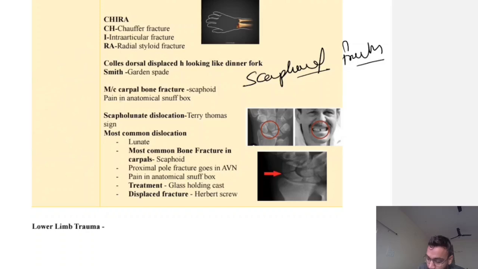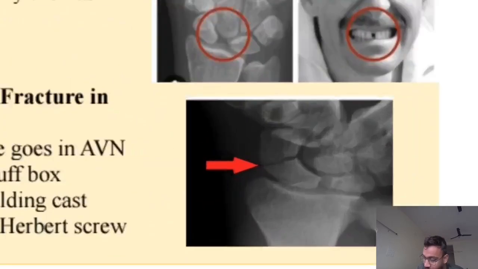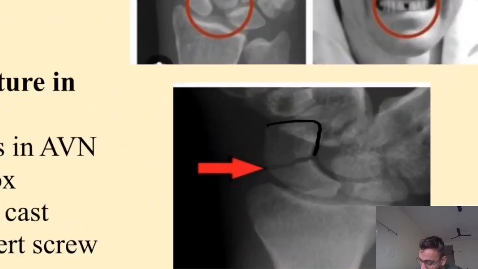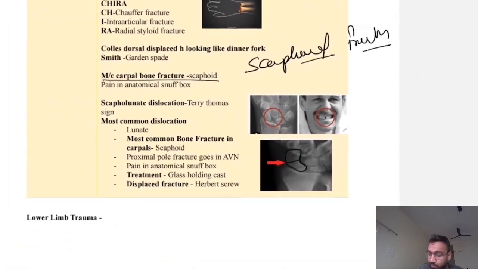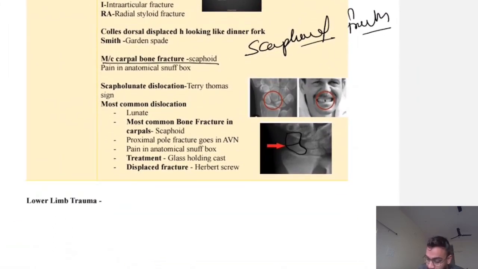So this is fracture scaphoid. You can see this is the scaphoid bone, and this is the fracture. It is the most common carpal bone to get fractured. So the proximal pole can go into AVN, which I have already explained to you. And how will you treat this patient?